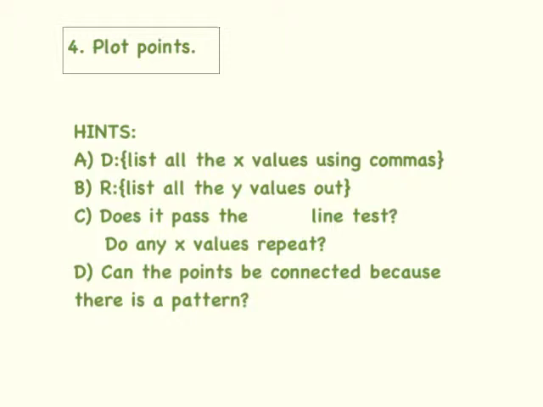So number 4, be sure and plot the points, labeling the axes that are given. And the hints I'm going to give you are for A. It says identify the domain. So you would put D colon, and looking at those points, you would list all the x values. Make sure there's a comma between each one. On B, identifying the range, you would put R colon and list all the y values out the same way, with commas in between.